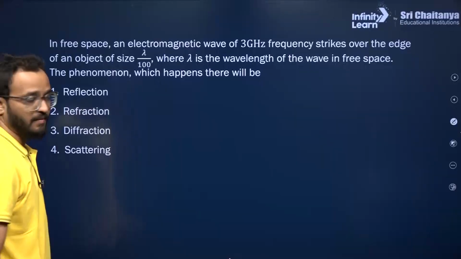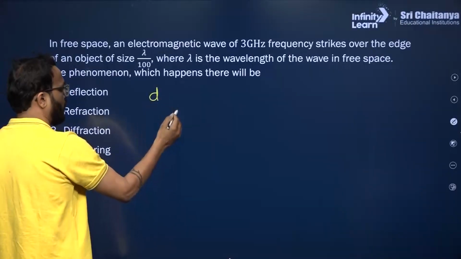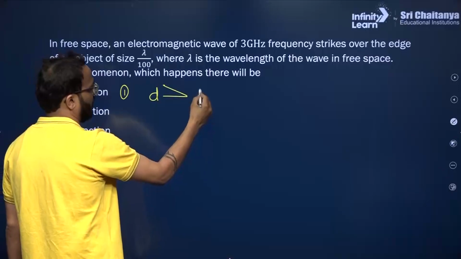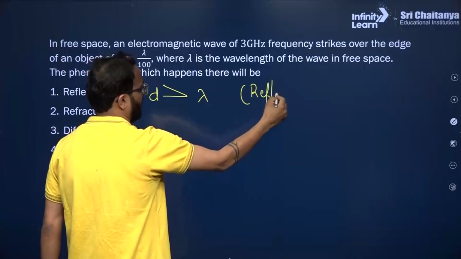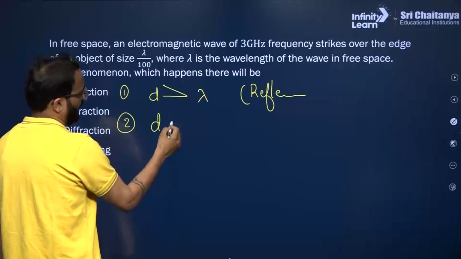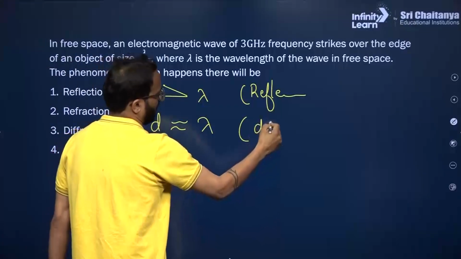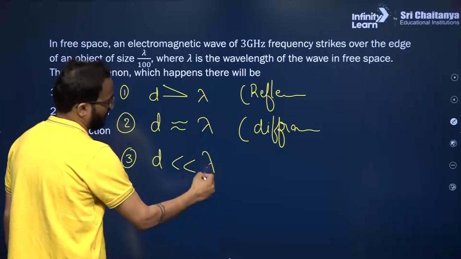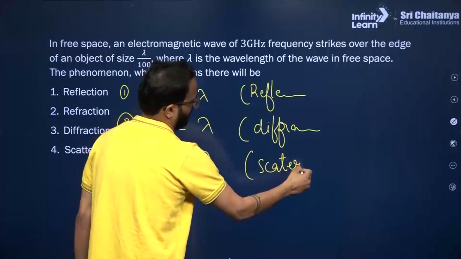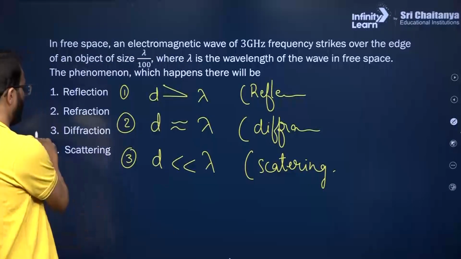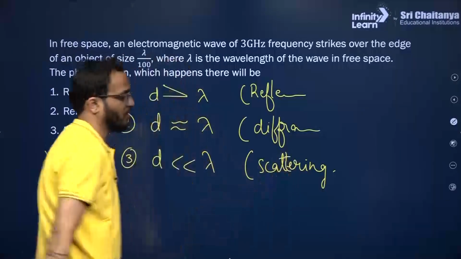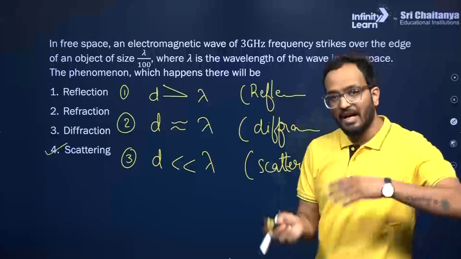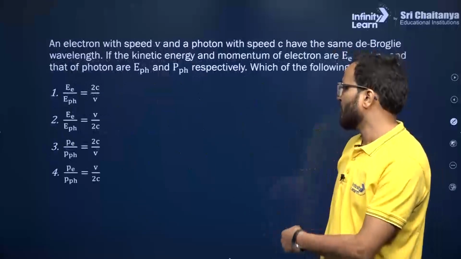Now in free space, remember this thing: if the size, dimension of the object is greater than wavelength, then reflection will take place. If it is almost similar to wavelength, then diffraction will take place. But if d is lesser than wavelength, then scattering will take place. Please remember this. So which option is correct? Okay, scattering. So here, because the size of an object is lambda by 100, the dimension of the object is far less than its wavelength. That is why this will be true.